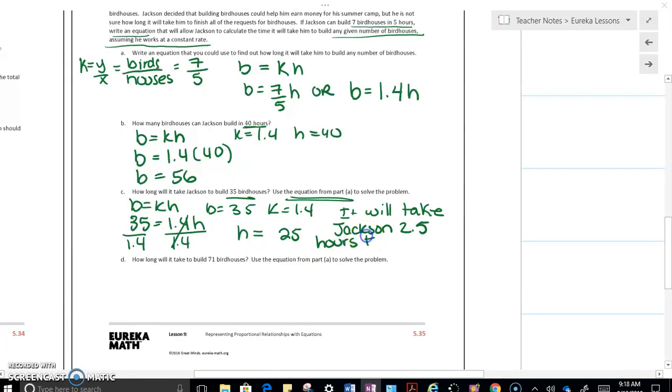To build 35 birdhouses takes 25 hours. How long will it take to build 71 birdhouses? Okay, use the same formula. See, if you know a formula, you can pretty much just plug in the numbers and you can use any number to figure out the problem.